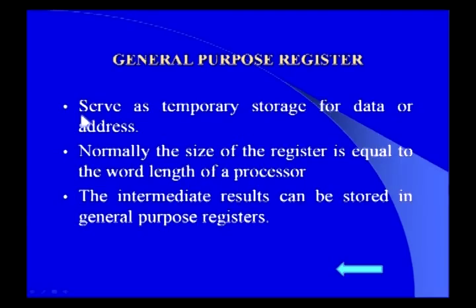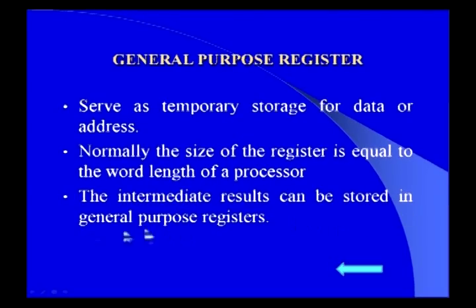General purpose register. It serves as temporary storage for data or address. Normally, the size of the register is equal to the word length of a processor. The intermediate results can be stored in the general purpose registers. For storing the intermediate results, the CPU need not refer to memory every time. The intermediate results can be manipulated within the CPU, and for storing the final results, the CPU can refer to the memory.